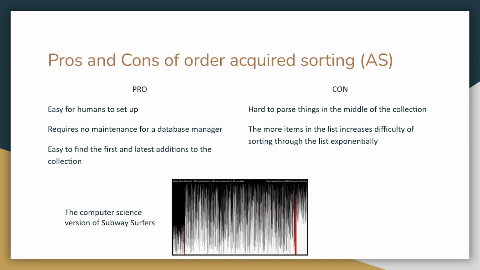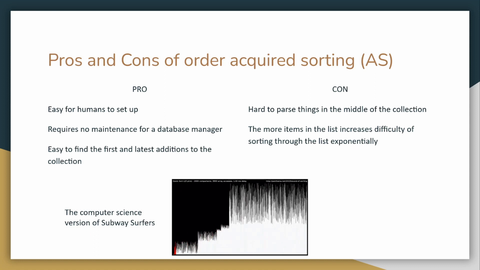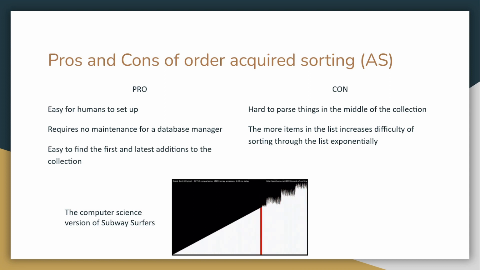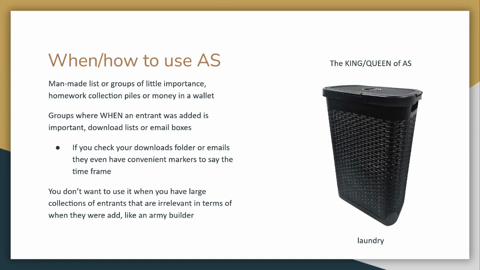Now, the problem with acquired sorting is that it gets hard to parse things in the middle of the collection. You need to remember when you got each stamp in relation to each other stamp. And the more items in the list, this increases difficulty exponentially. Now, when should you use acquired sorting? Well, it's very good for man-made lists or groupings of very little importance. Things like a homework collection pile or money in a wallet. It's very good for groups where when an entry was added is very important. Things like download lists or email inboxes.